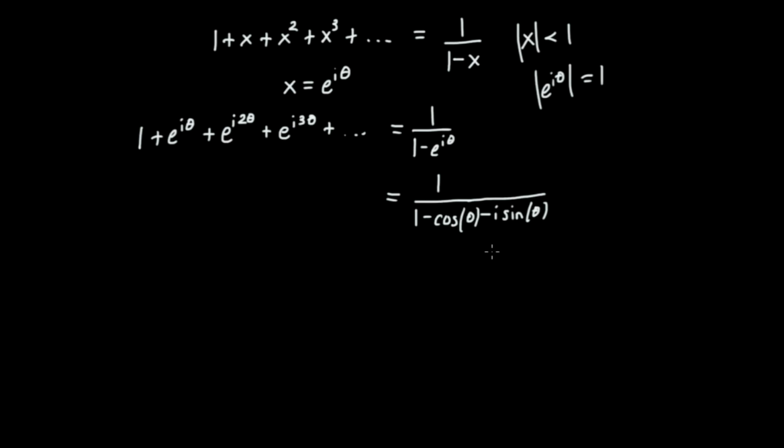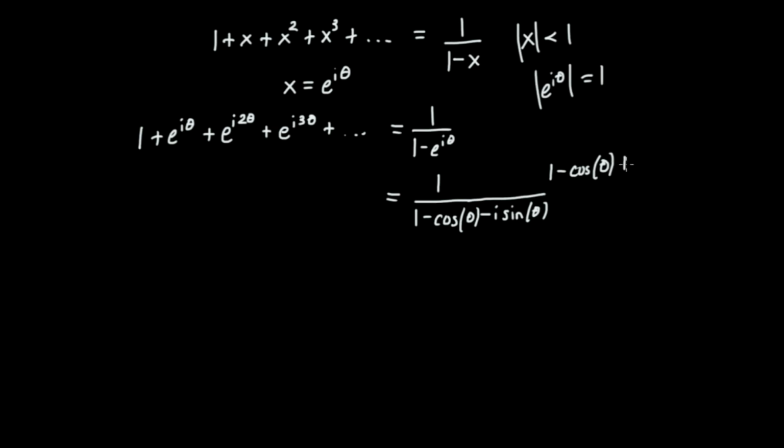Now what I'm going to do is multiply both top and bottom by the conjugate of this complex number down here. Now for this complex number, the real part is 1 minus cosine theta, and the imaginary part is going to be negative sine theta. So that means that the conjugate is going to be 1 minus cosine theta.